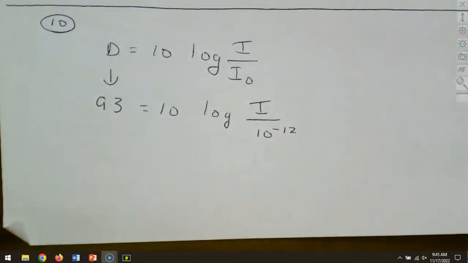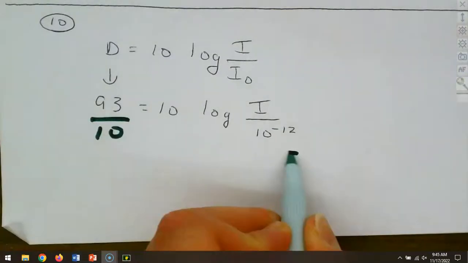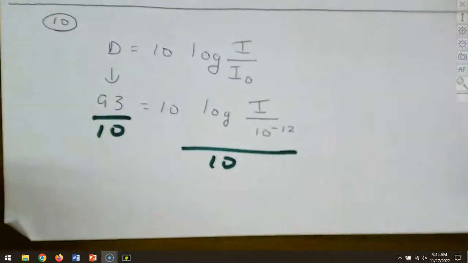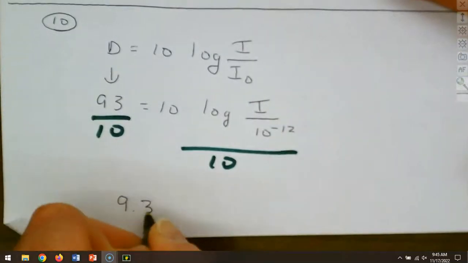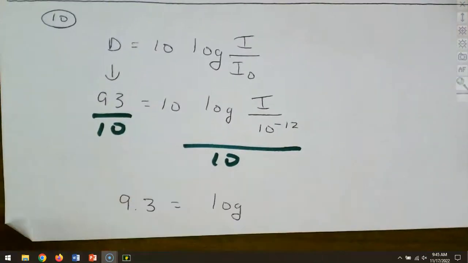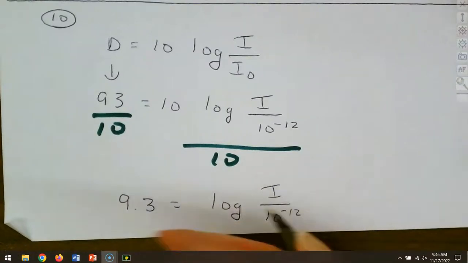So what are we going to do? Well, we want to get rid of the 10, right? So we want to get that logarithm by itself. So we're going to divide both sides by 10. And when I divide both sides by that 10, that comes out to be 9.3 equals log of I over 10 to the negative 12th power.